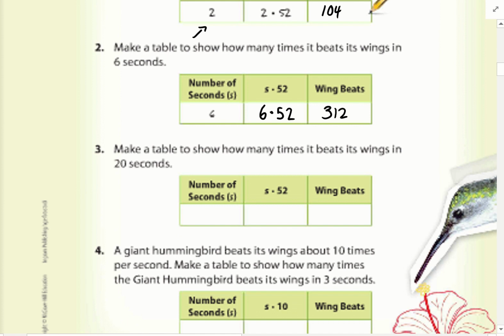Now we have to do a table for 20 seconds. So I'm going to put number of seconds 20. So s equals 20 now. 20 times 52 is going to be 1040.